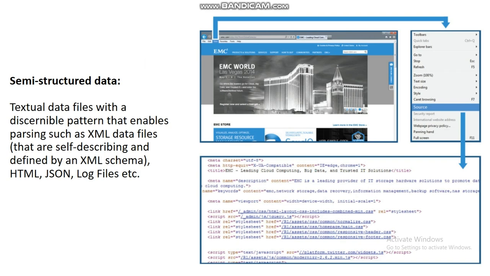Now the semi-structured data is textual data with discriminable patterns that enable parsing, such as XML data, as you can see in the example in the displayed image. If you move toward the source of any web page, you are able to see the code, you are able to see the data. That is self-describing and defined by the XML schema. Other examples like HTML, JSON files, or log files fall under the category of semi-structured data.